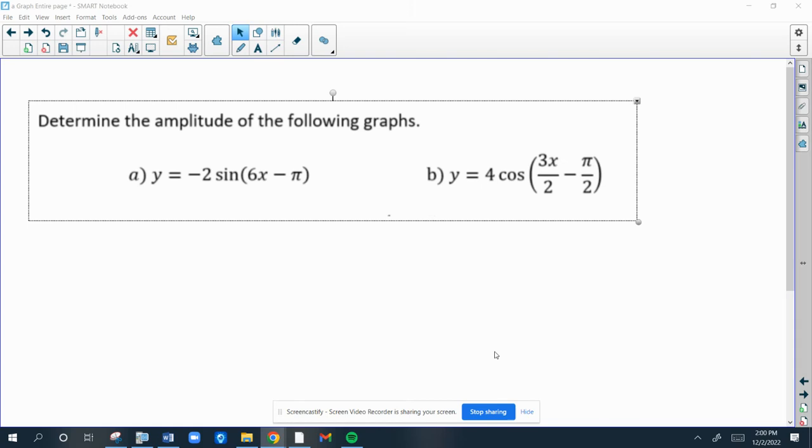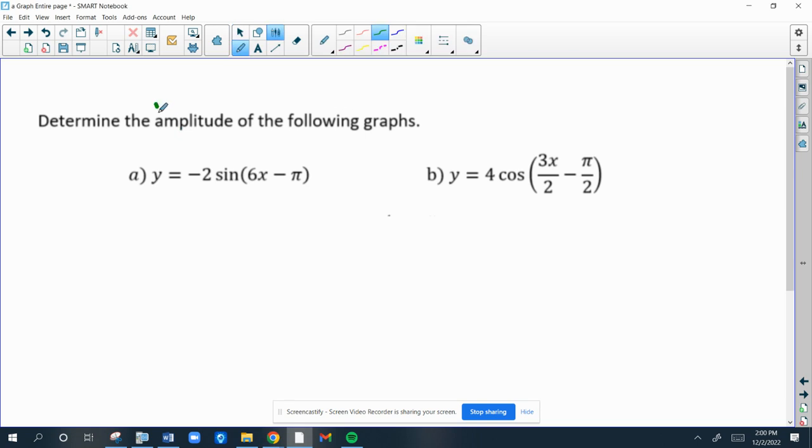So we're going to determine the period and amplitude. It says amplitude, and I also want to do the period of these two graphs. If you're doing sine and cosine, there are specific things you have to look for: amplitude and period.